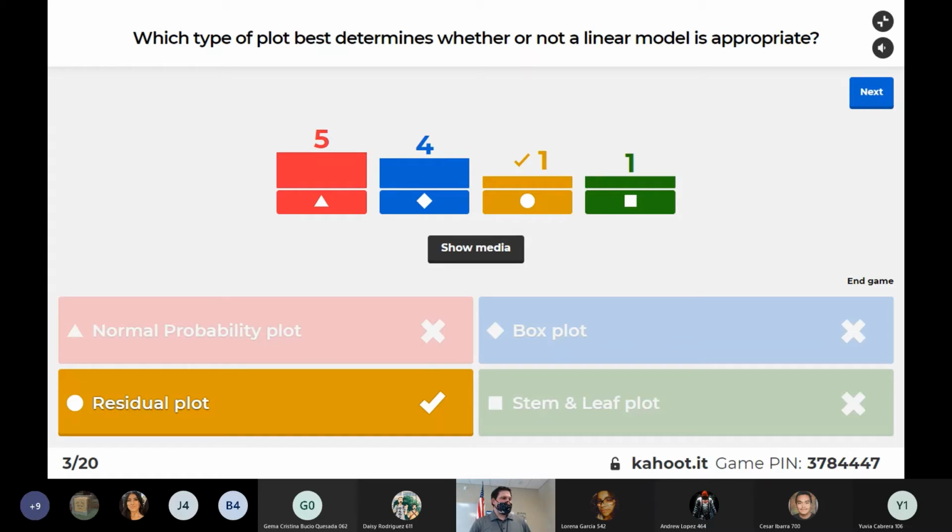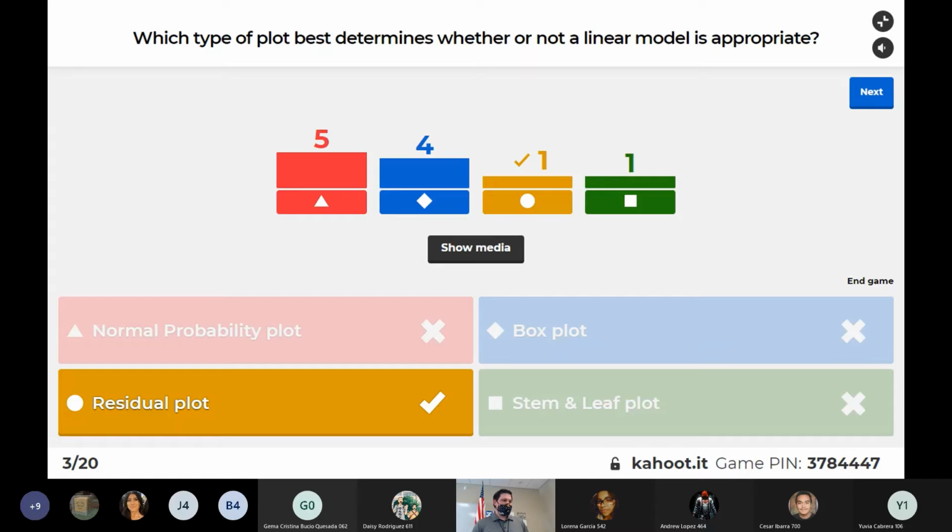The other options there, normal probability plot has to do with whether or not a distribution is approximately normal. Right? And a normal probability plot should look linear. And if it is, that means that the distribution is approximately normal.